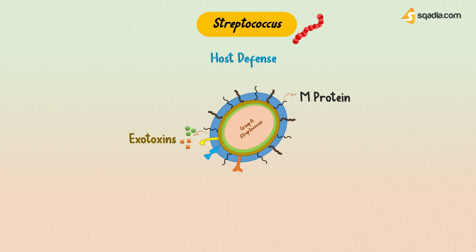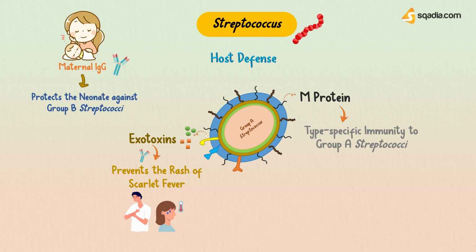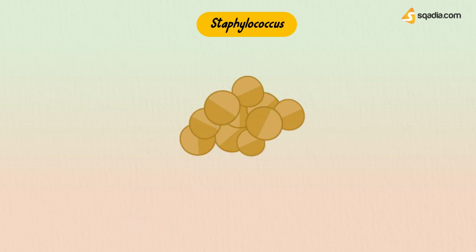Well, antibody to M protein will give type-specific immunity to group A streptococci, while antibody to erythrogenic toxin prevents the rash of scarlet fever. Immune mechanisms are also important in the pathogenesis of acute rheumatic fever, and maternal IgG protects the neonate against group B streptococci. Next bacteria we are going to discuss is Staphylococcus.